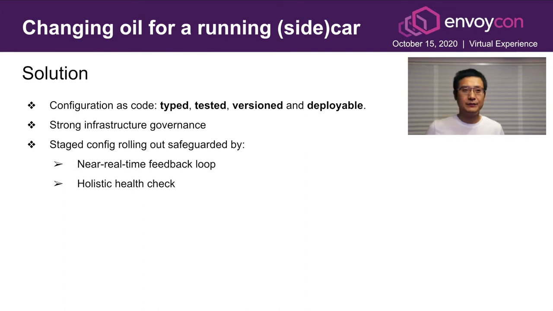from three perspectives. The first one is configuration as code. So for configurations, we make sure they are typed, they are tested, they are versioned, and they are deployable. The second one is we emphasize strong infrastructure governance. And the third one is we use staged configuration rollout. It's safeguarded by a near real-time feedback loop and a holistic health check.